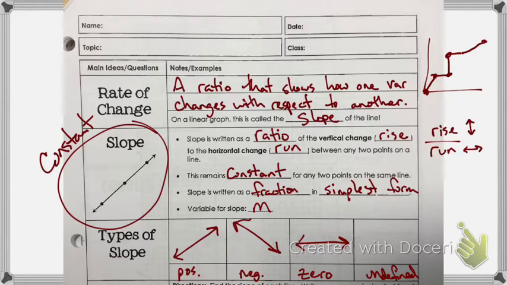Okay. And I need Ace. What about undefined? What's that one going to look like? It would just be straight up and down. Vertical is the fancy word. Yes. Undefined from slope, dude, right? So those are the big ideas. Positive, negative, zero, and undefined.